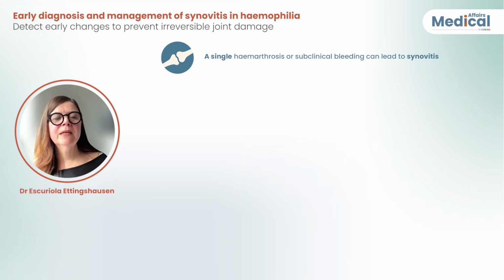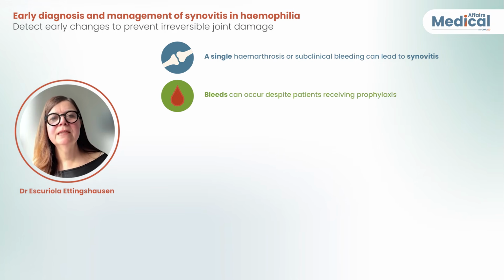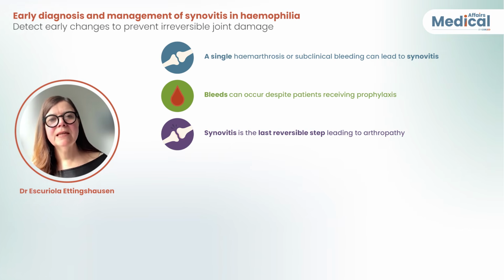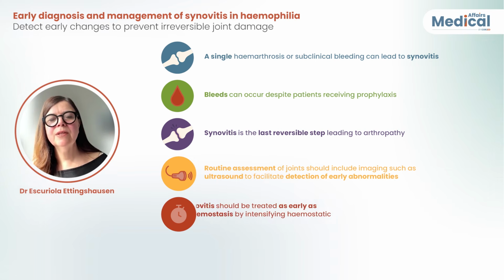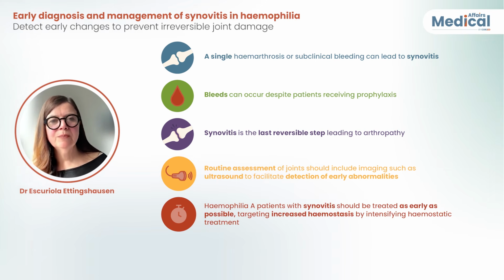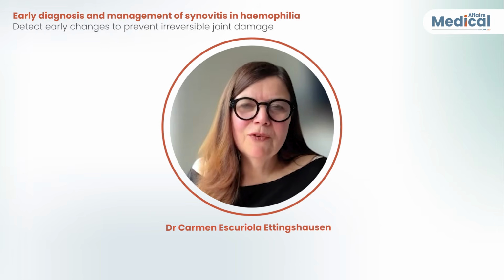To summarize, bleeds, including subclinical bleeds, can occur despite patients receiving prophylaxis. Synovitis is the last reversible step in the cycle leading to arthropathy. Routine assessment of joint health is therefore essential and should include imaging such as ultrasound to facilitate the detection of early abnormalities. Patients with hemophilia A and synovitis should be treated as early as possible with intensified prophylaxis to improve hemostasis.